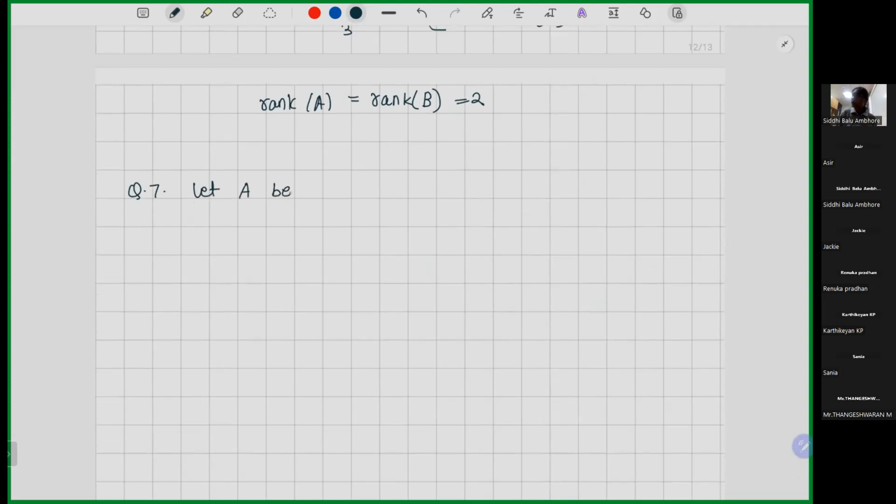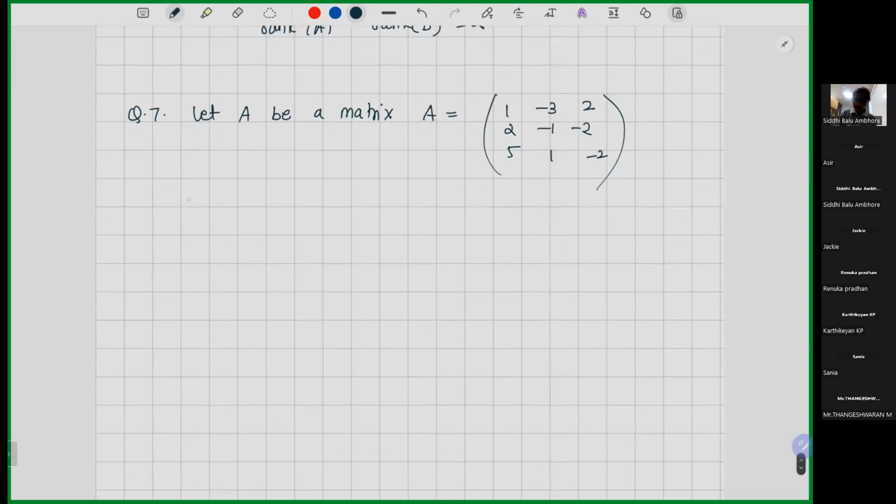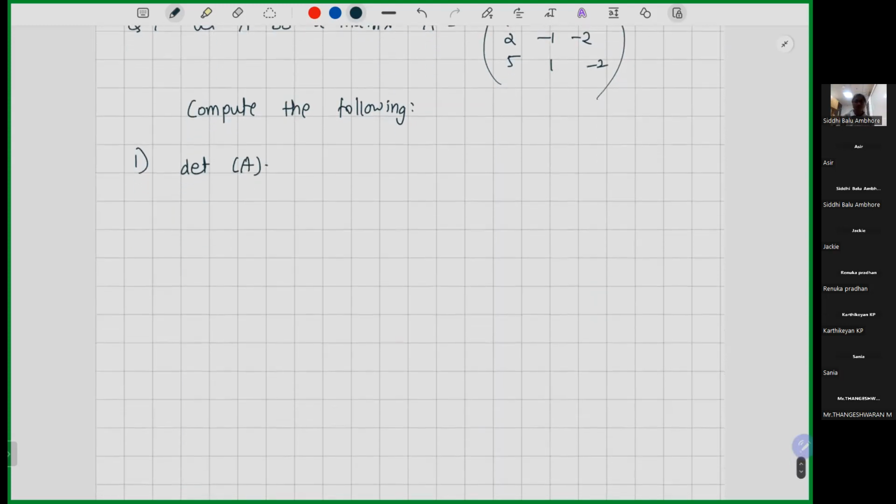Let A be a matrix. A is equal to [1, -3, 2; 2, -1, -2; 5, 1, -2]. Okay, this A is given. We have to compute the following. First, they are asking to calculate the determinant of matrix A.